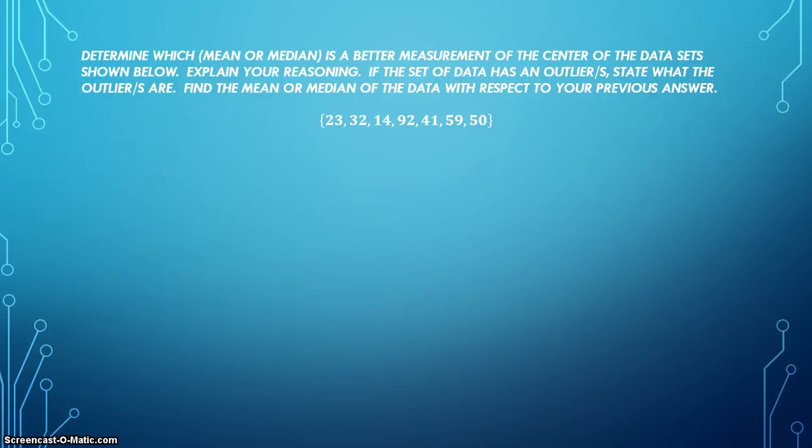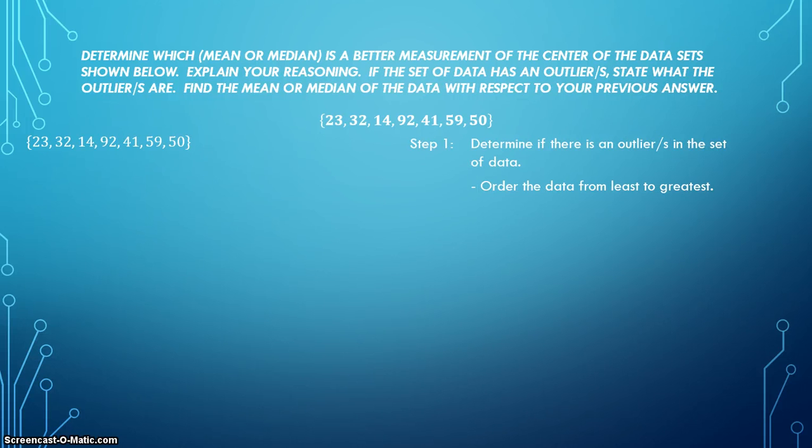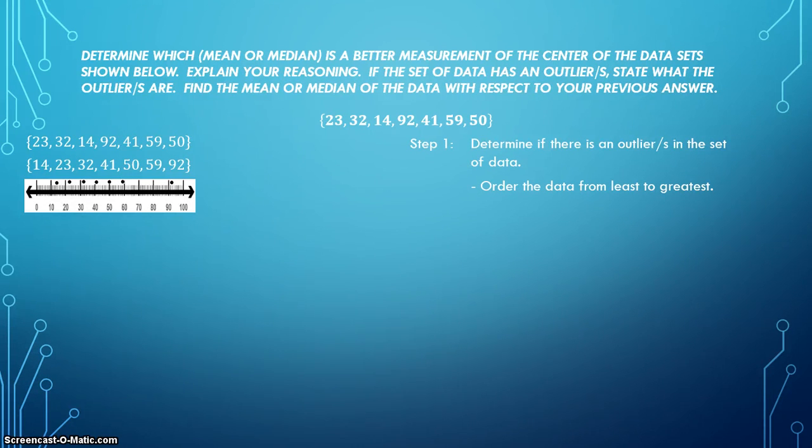So if we take a look here, we have a set of data and we want to determine which is better. First, we're going to determine if there's an outlier or outliers in the set of data. And as you remember, we're going to order the data from least to greatest, right over here. And notice I also have it organized on a number line as well. After that, we're going to examine the spacing between the elements. So we're going to look at the spacing to see if there's an outlier.